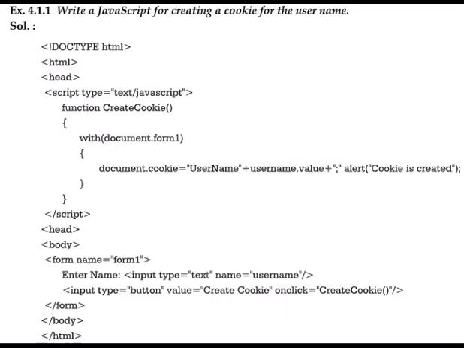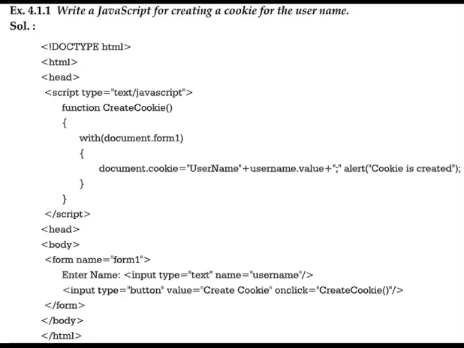So this is your code. First we'll see the form designing part. See, after the body tag, inside the body tag is a form, and the name of the form is given as form1. Then we have taken a label as enter name. Then we have taken a text box. So input type is equal to text, and here we have given the name of the text box as username. So username is basically the name of the text box.